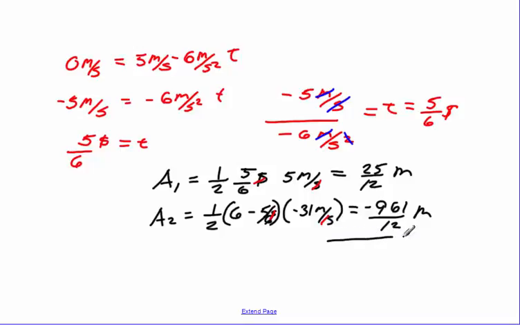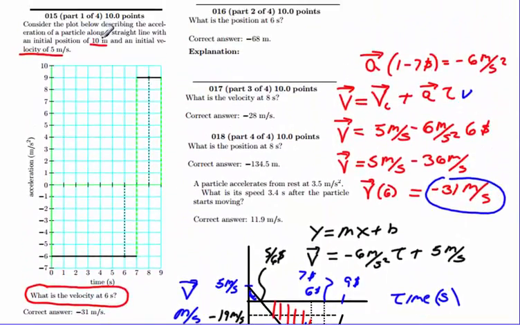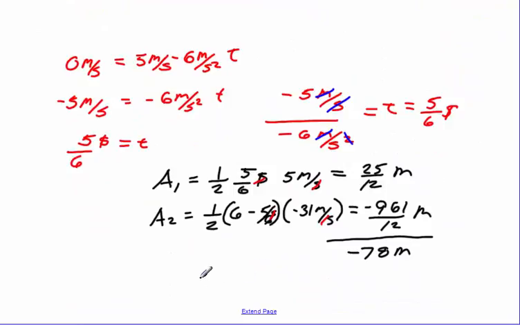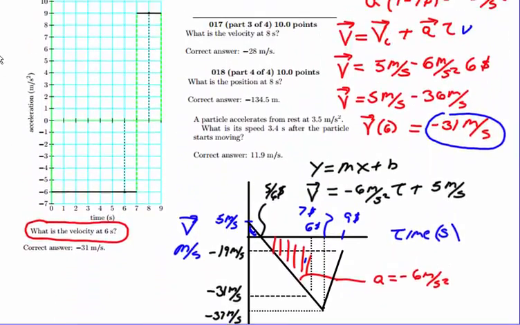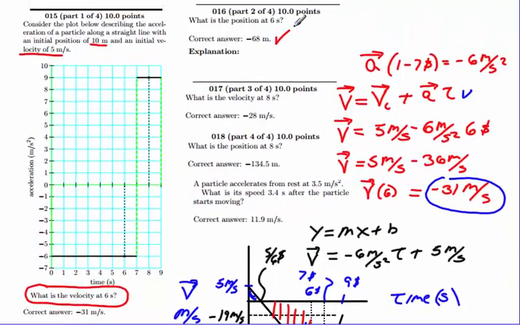Okay, so now all I have to do is add those together. When I add those together, that is going to be my displacement. That does not give me my position. That gives me -78 meters. But again, what was my initial position? My initial position was 10. So all I have to do then to say my position at 6 seconds is going to equal my initial position of 10 meters minus 78 meters, and that gives me -68 meters. Alright, and that's where this value here is coming from.